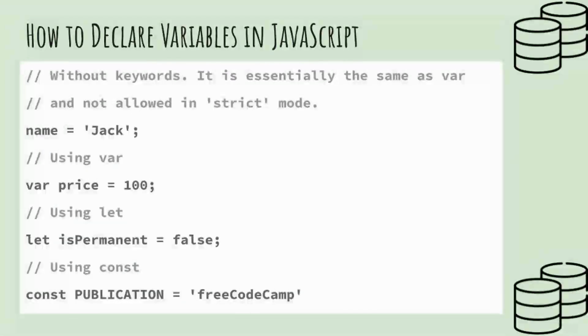The second most important thing about variables is how to declare variables in JavaScript. On the screen, we have given 4 different types of examples. As we discussed, in JavaScript there are 4 ways to declare a variable. First, without any keyword, where we assign a value to a variable directly without using any keyword. Second, by using the var keyword. Third, by using the let keyword. And fourth, by using the const keyword.